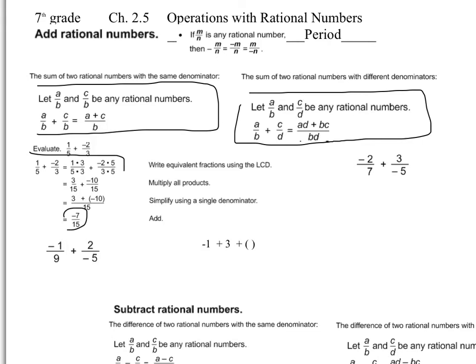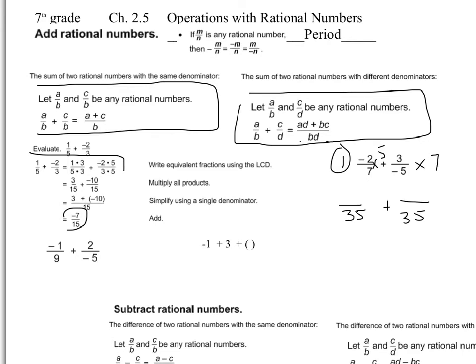Okay, so now we're going to try this one over here together. So our denominators are 7 and 5, so our common denominator is going to be 35. Okay, so I'm going to rewrite these. To get 7 into 35, we're going to have to multiply this whole fraction by 5, and to turn 5 into 35, we're going to have to multiply that whole fraction by 7.